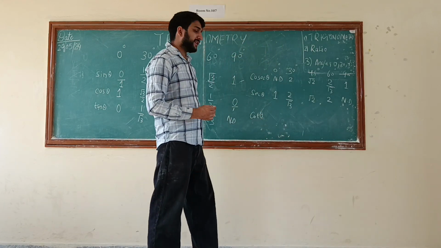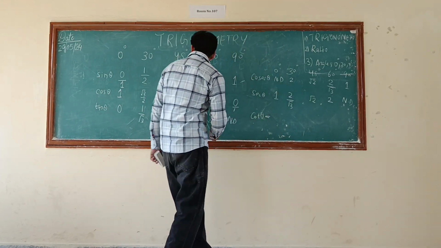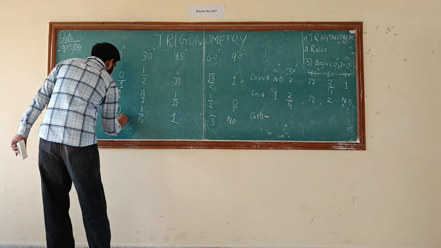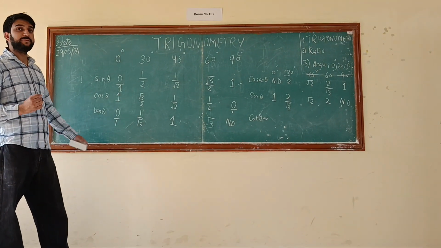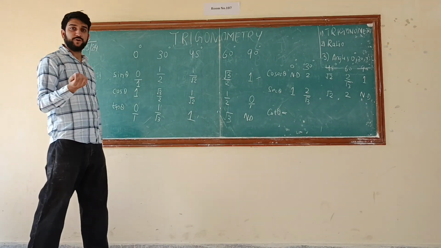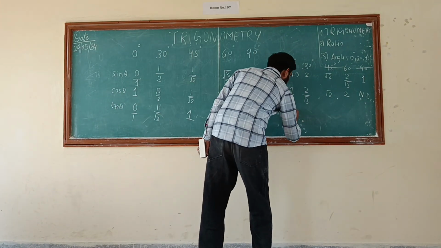The last one is cot theta. Cot theta is the reciprocal of tan theta. So here tan 0 is 0 upon 1. When we take the reciprocal, it becomes 1 upon 0. That is not defined.